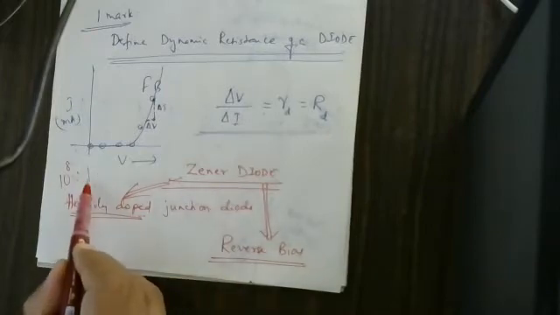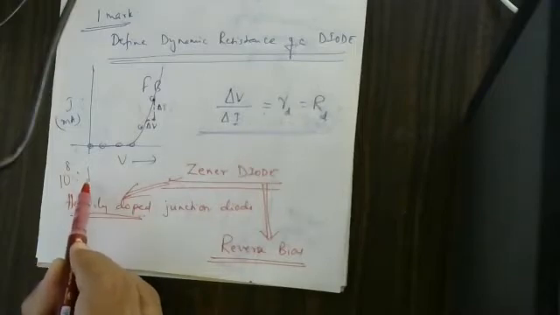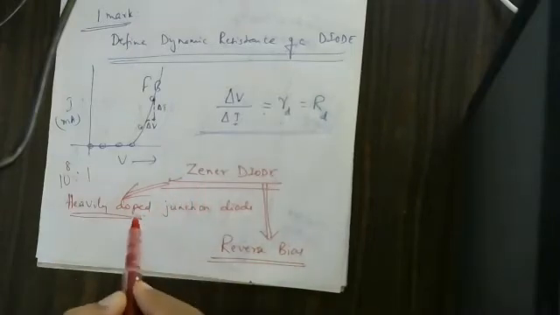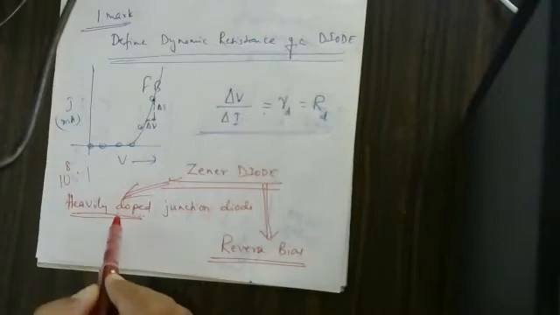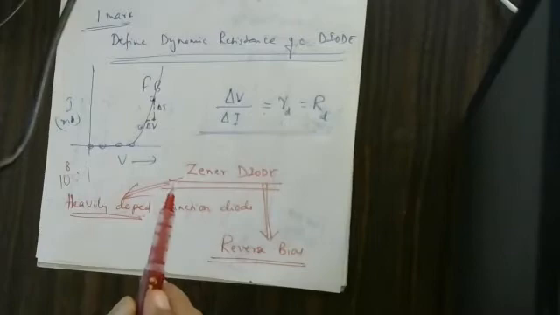Zener diode is not like that. We are not adding one atom. 10 to the power of 8 germanium atoms are there, and we are not adding just one atom. We are adding more than this. Then only it is called by the name the Zener diode. Addition of impurity is said to be more. Heavily doped junction diode is called by the name the Zener diode.